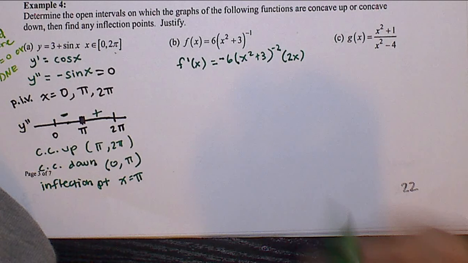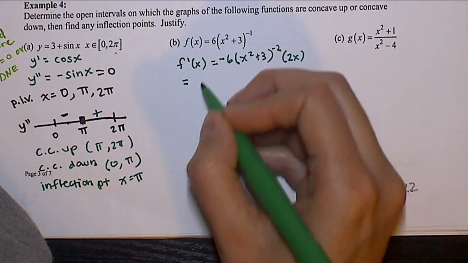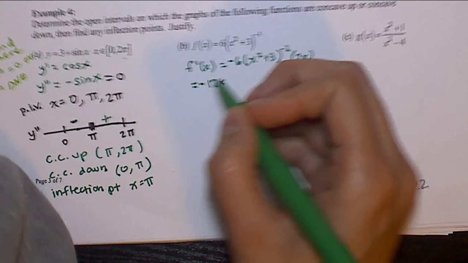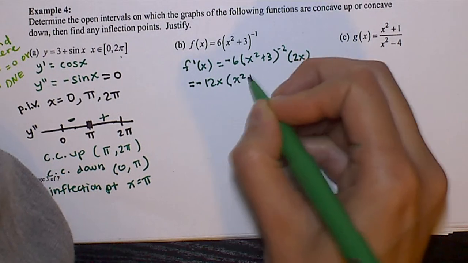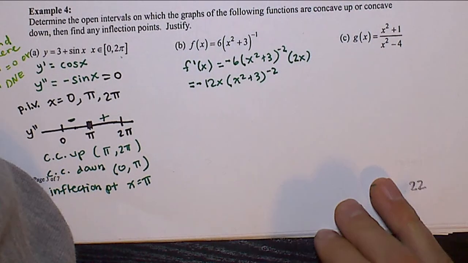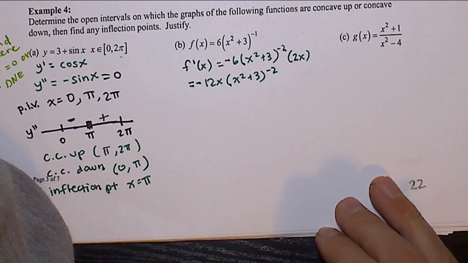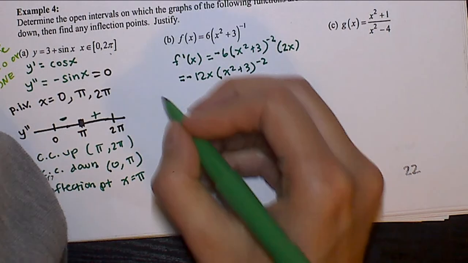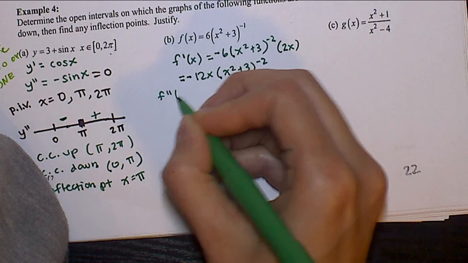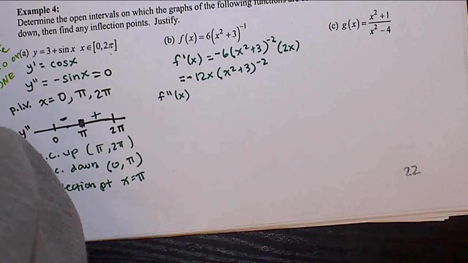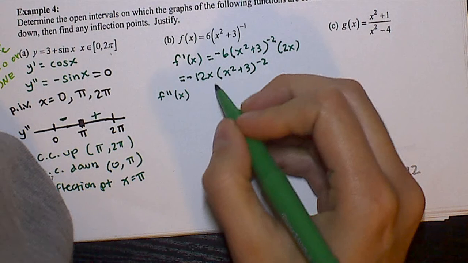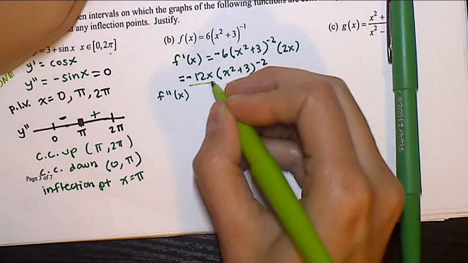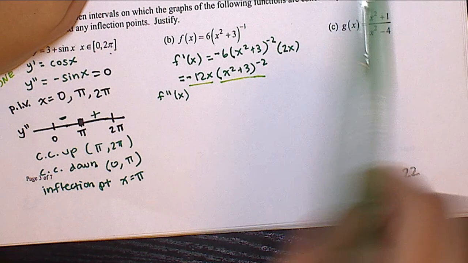So to simplify a little, f prime equals -12x times x squared plus 3 to the -2. It's a slightly more labor-intensive second derivative. Ugh, to be honest, I don't love it personally, but we can do it. The reason why it's a little bit more labor-intensive is because now I have two functions, so I have to use the product rule.